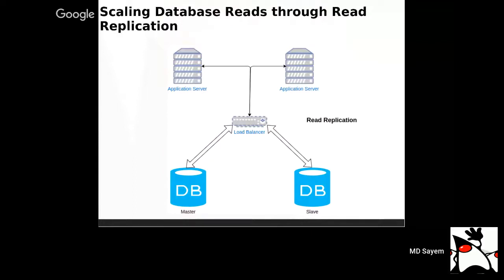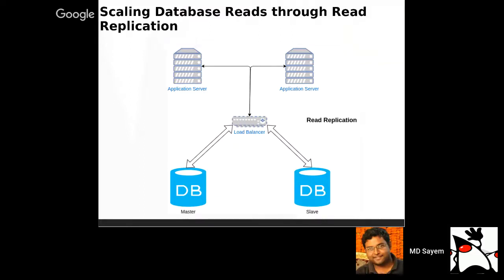If we want to scale our reads, then this is something that we could try: read replication. Just like we introduce more than one application server, we introduce another database server. This is what a typical replication setup looks like. This setup somewhat varies based on the particular database you are trying to use, but this is what the most common setup typically looks like.